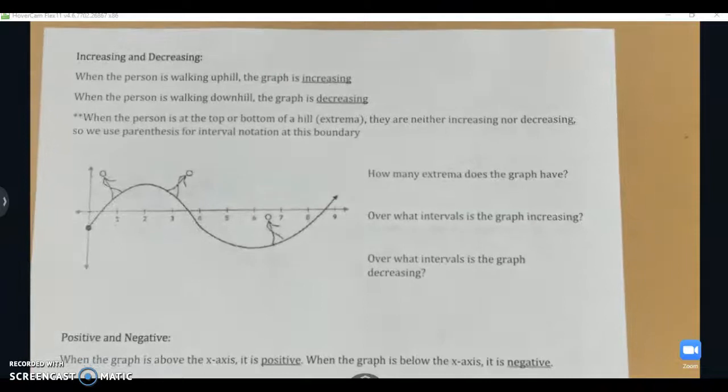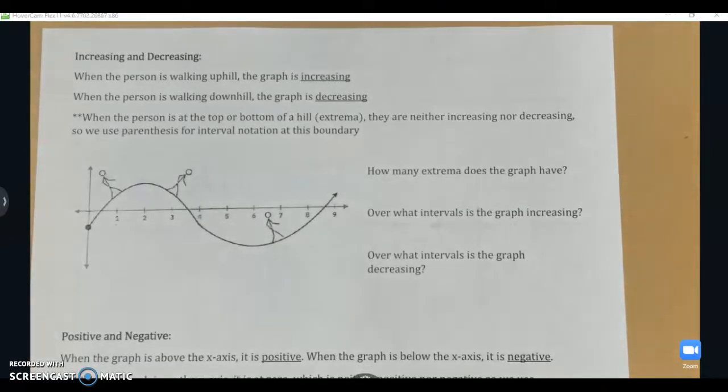Okay. Another new characteristic of our graph is increasing and decreasing. So if you imagine a person is walking along your graph from left to right, if they are walking uphill, then that means your graph is increasing. If they're walking downhill, your graph is decreasing. When the person is at the top or the bottom of a hill or a valley, that would be the location for our extrema, right? A minimum or a maximum. They are neither increasing or decreasing. They're kind of stagnant. So we use parentheses for our interval notation at these boundaries.